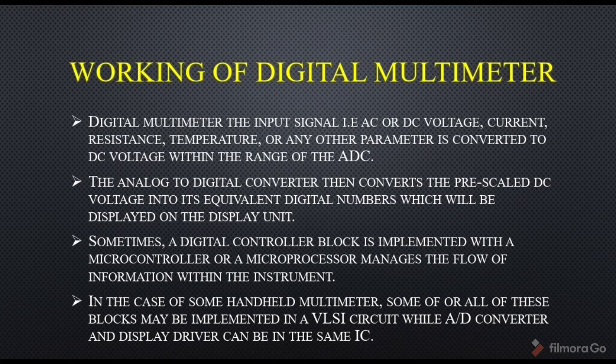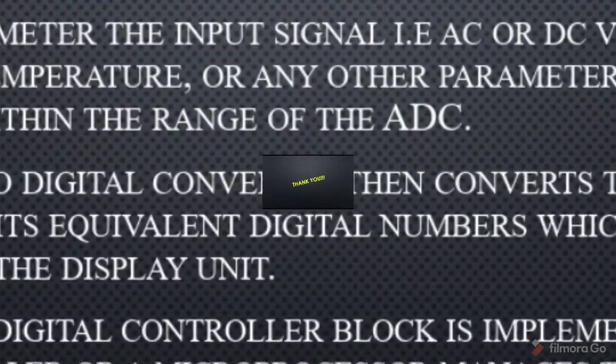Third point, sometimes a digital control block is implemented with a microcontroller or microprocessor to manage the flow of information within the instruments. Fourth point, in the case of some handheld multimeters, some or all of these blocks may be implemented in a VLSI circuit, where the A to D converter and display driver can be in the same IC.